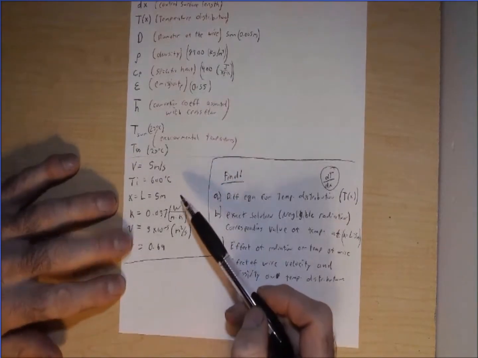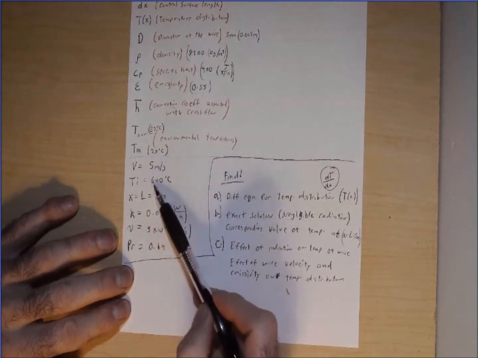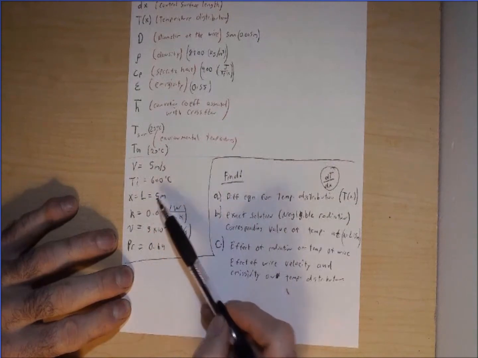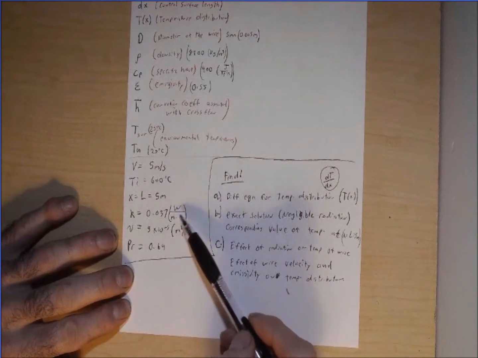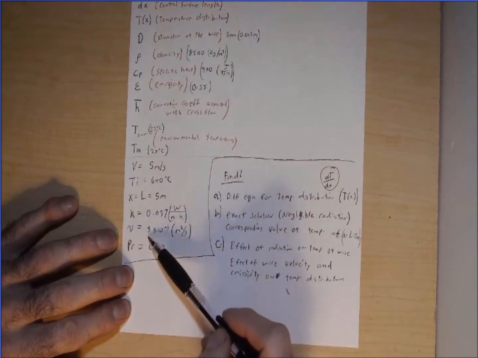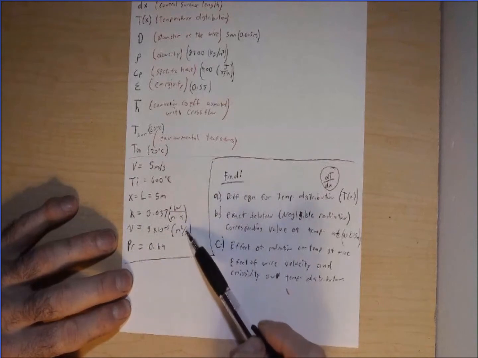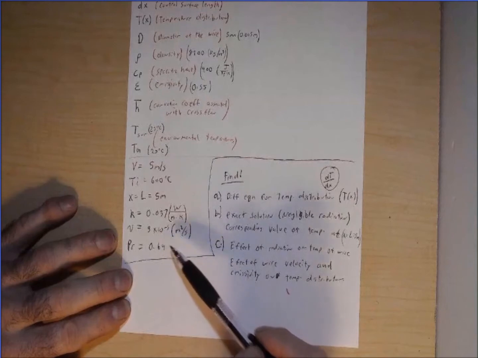Now what else do they give us in here? Well, they tell us that V is equal to 5 meters per second, T sub I is equal to 600 degrees Celsius, X is equal to L is equal to 5 meters, K is given to us as 0.037 watts per meter times Kelvin, where nu is given to us as 3 times 10 to the negative 5th meters squared per second, and our Prandtl number is given to us as 0.69.